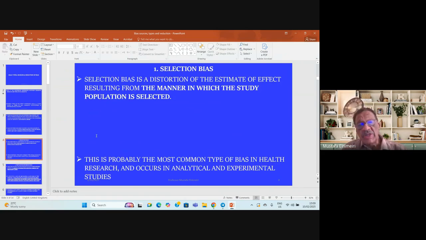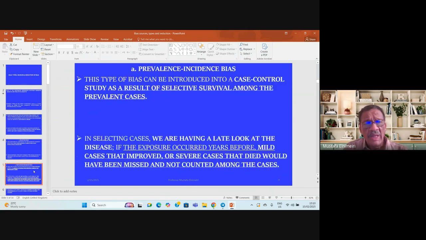We have the selection bias, and this is a distortion of the estimate of effect resulting from the manner in which the study population is selected. This is probably the most commonly encountered type of bias in health research and medical research, and occurs in analytical and experimental study designs as well. And the second one is the prevalence incidence bias.